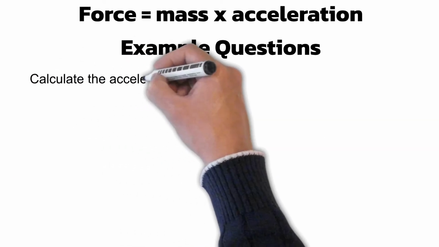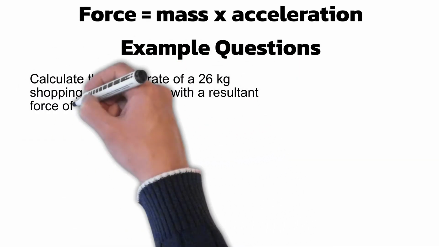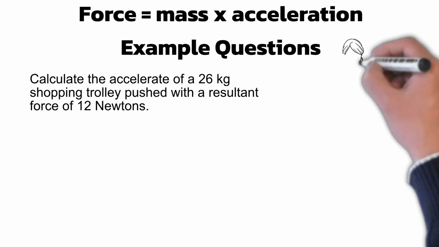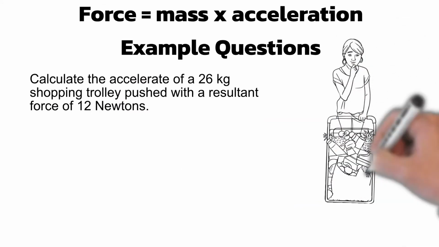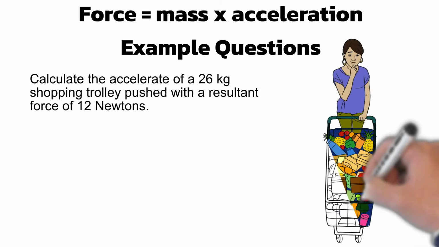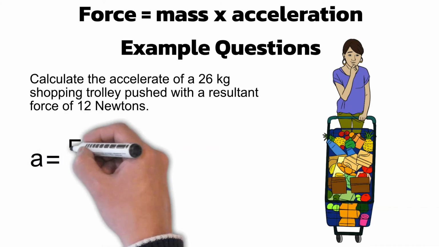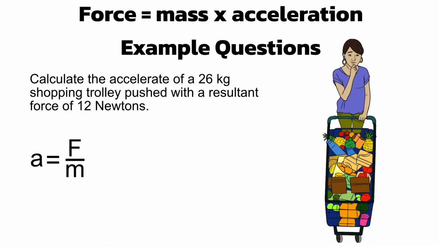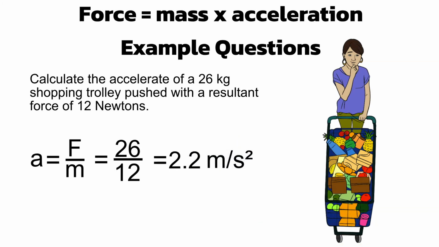Question 2. Calculate the acceleration of a 26 kilogram shopping trolley pushed with a resultant force of 12 newtons. In this example you need to rearrange the formula to calculate the acceleration. So the formula becomes acceleration equals force divided by mass, or equals F divided by m. So 26 divided by 12 gives an acceleration of 2.2 meters per second squared.